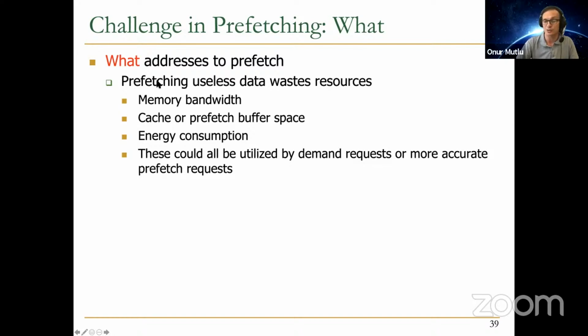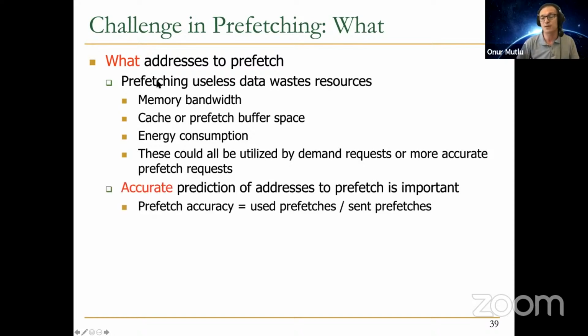So you should really be accurate in your prefetching. So accurate prediction of addresses is important. And prefetch accuracy is defined as the number of prefetches you send, and what fraction of them are used essentially out of all the prefetches that you sent. Clearly, you want to increase it. But then if you try to increase it, maybe you're not covering a lot of your cache misses, meaning you're not sending a lot of prefetch requests. So there's a fundamental tension between accuracy and how many prefetches you send out.